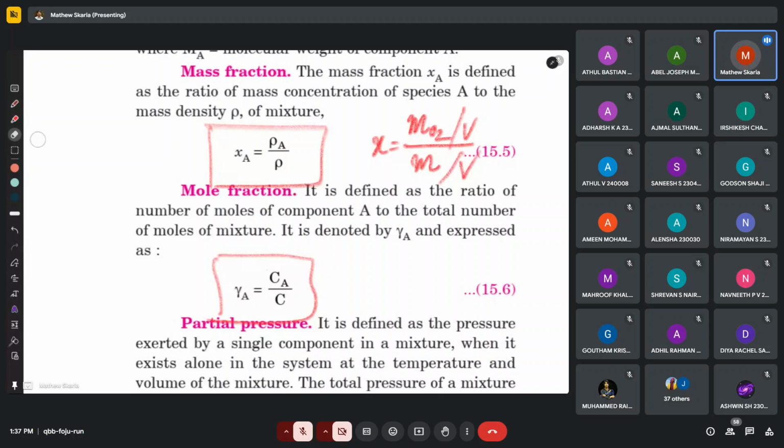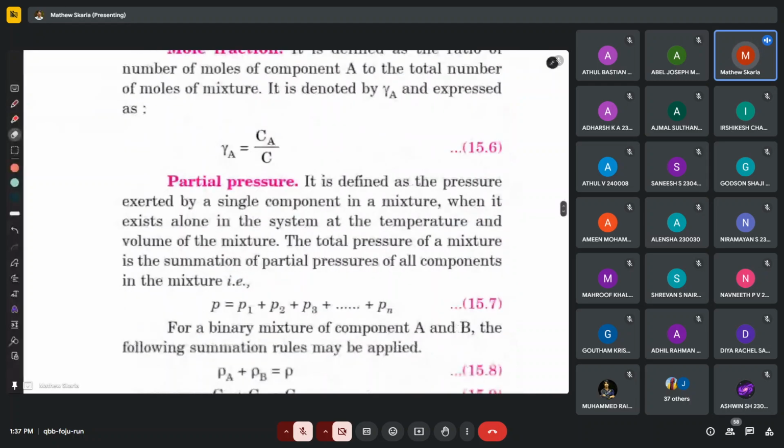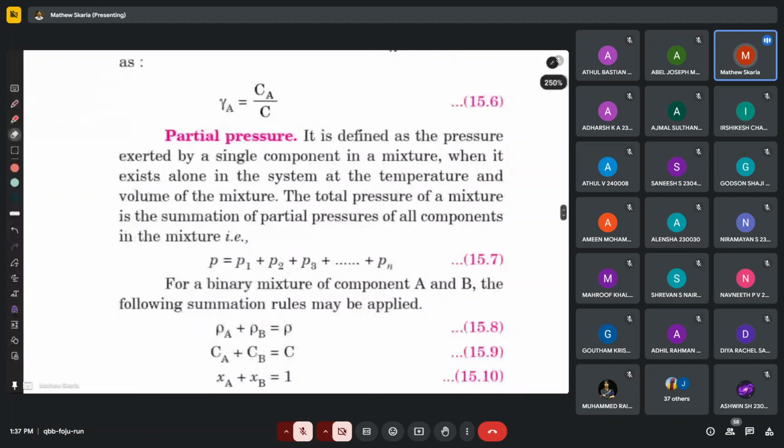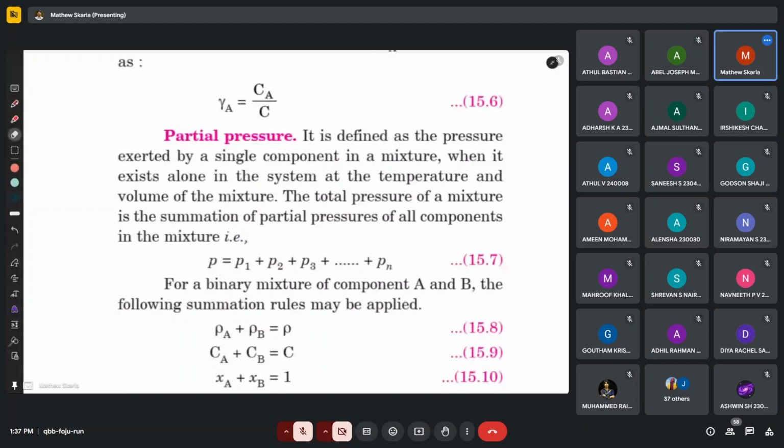So now we are moving forward. That is partial pressure. What is partial pressure? Partial pressure is defined as the pressure exerted by a single component in a mixture when it exists alone in the system at the temperature and volume of the mixture. It is defined as the pressure exerted by the single component, when it exists alone, at the same temperature and volume of the mixture.